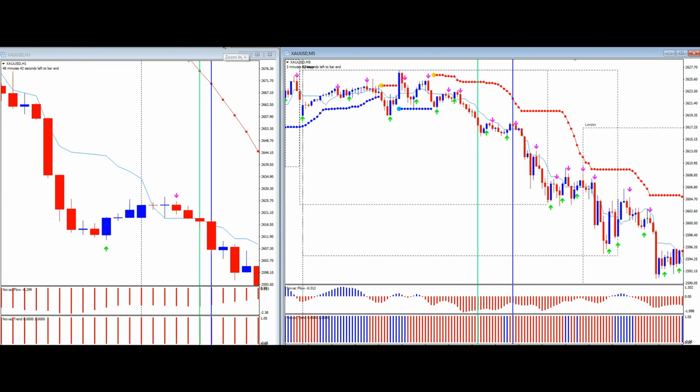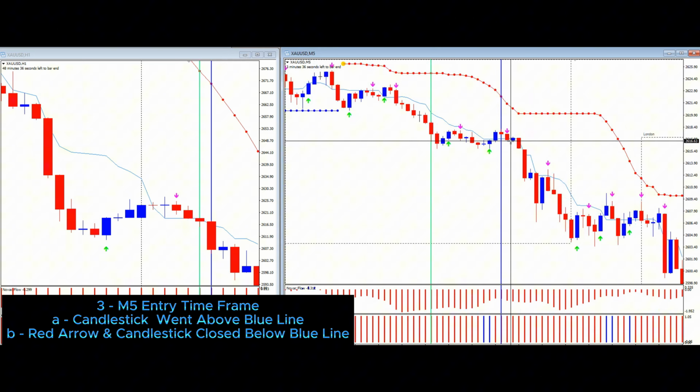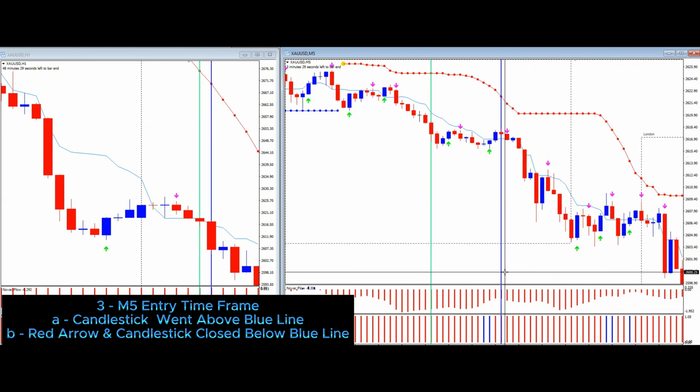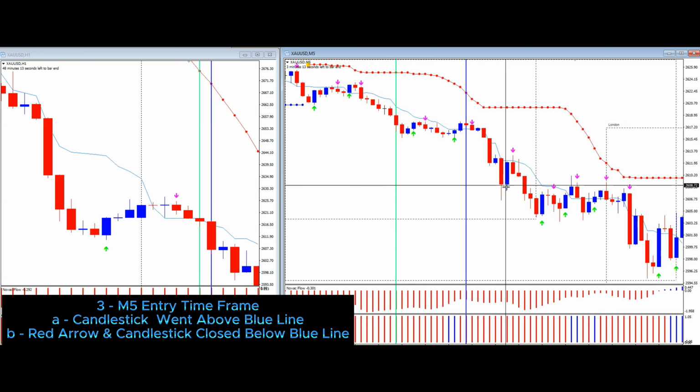I zoom in over here. What you are looking for is a candlestick closing below the blue line and there is an arrow. Then you see here below red and red. So you just do a sell. Then it starts to go down here, about 100 pips.